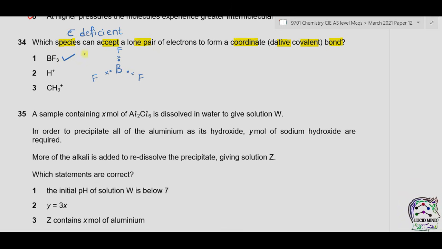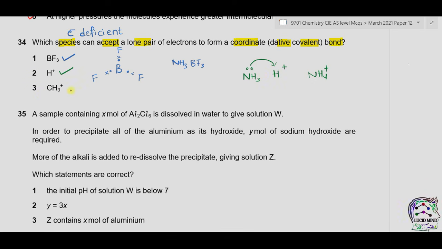So therefore BF3 can make a coordinate or dative covalent bond. For example, we have NH3, BF3, in which this nitrogen provides its lone pair to boron to complete its outer shell. Second is H+. Now H+ is electron deficient because it has 0 electrons and it will need 2 electrons to complete its first shell. So it can take electron such as ammonia can give its electron pair to form NH4+. So therefore this will make a coordinate covalent bond.